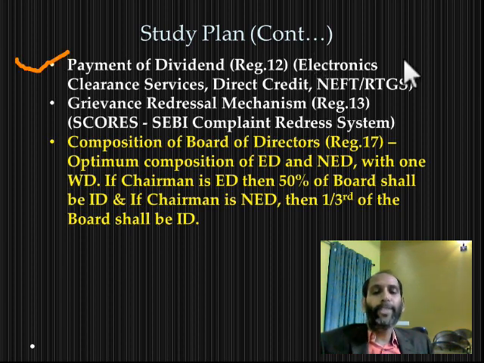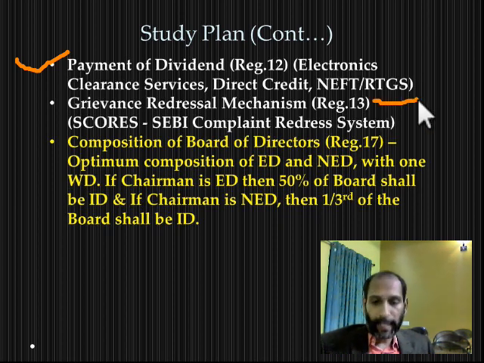There are methods of payment of dividend. They allow electronic clearance service, that is ECS, direct credit, NEFT and RTGS system. This is spelled out in the regulations itself, the different modes of paying the dividend amount. That is regulation 12.